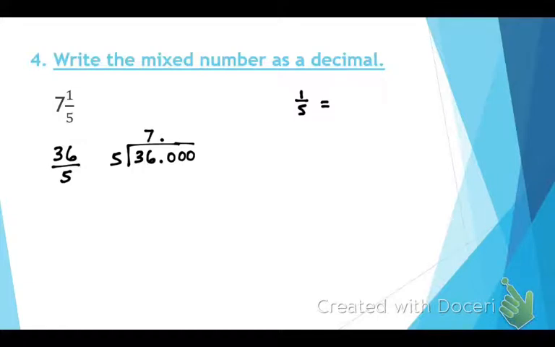7 times 5 is 35. 36 minus 35 is 1. Because that's not a 0, I have to keep going and keep bringing down zeros. How many times can a 5 go into a 10? 2 times. 2 times 5 is 10. Now this is when you're allowed to be finished because we got the 0 at the end. Remember, because the mixed number was positive, my final answer is going to be positive 7.2.